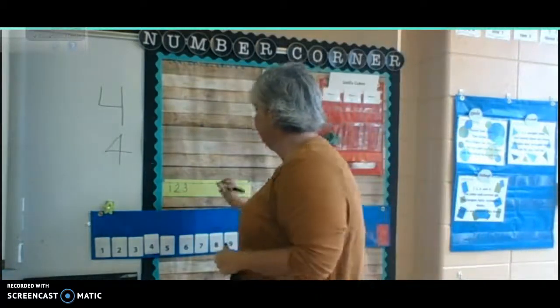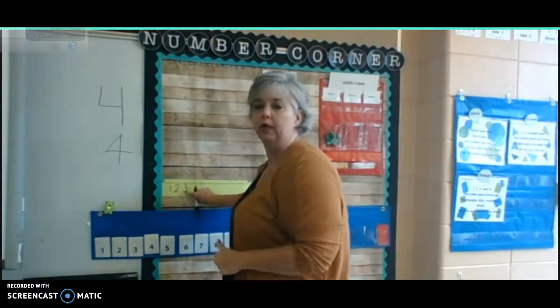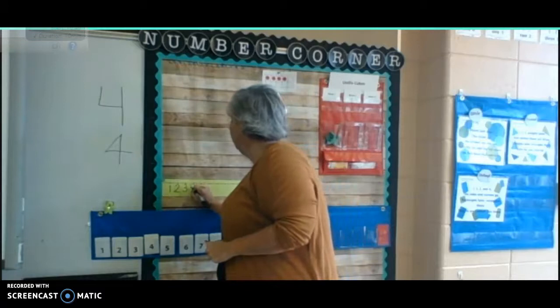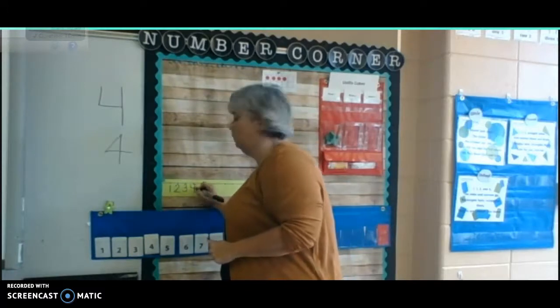And so I come over here to the number line. We did 1, 2, 3. So now I need to add 4. So we're going to go down, over, down some more to make the number 4.